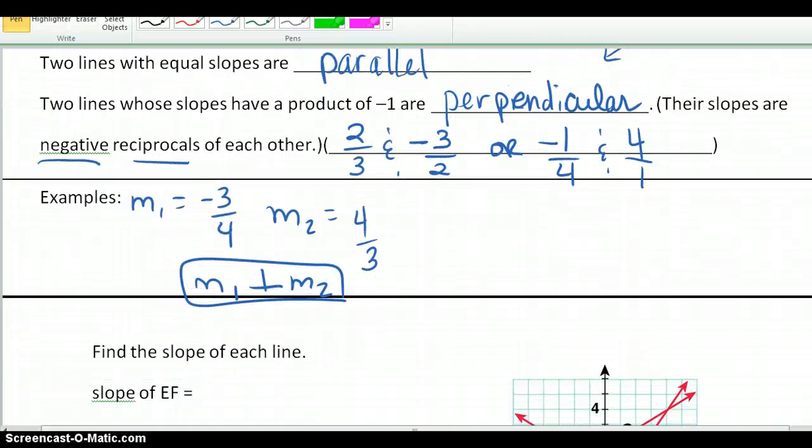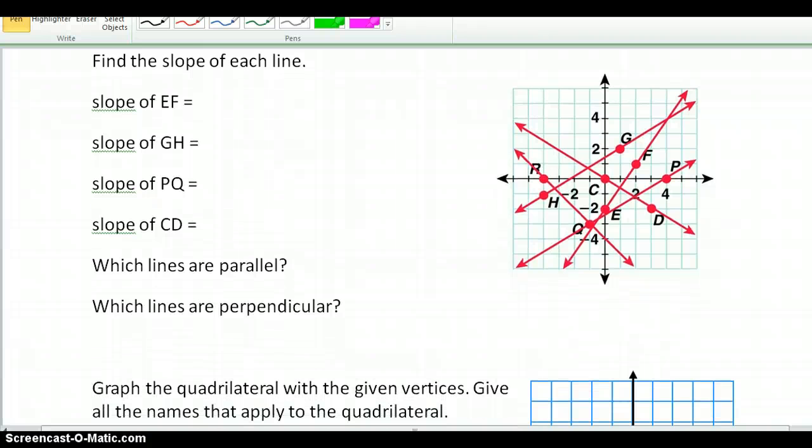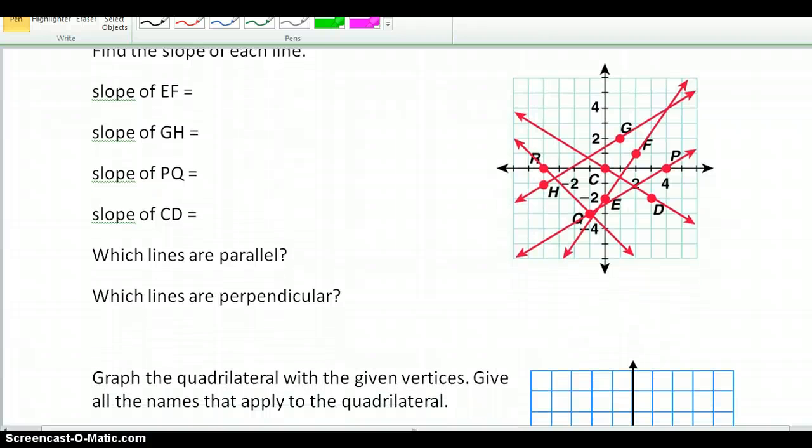So tonight for homework, go ahead and complete the rest of the notes. If you have questions, put a question mark by it, and be ready to come to class, have this finished, and come to class with any questions.